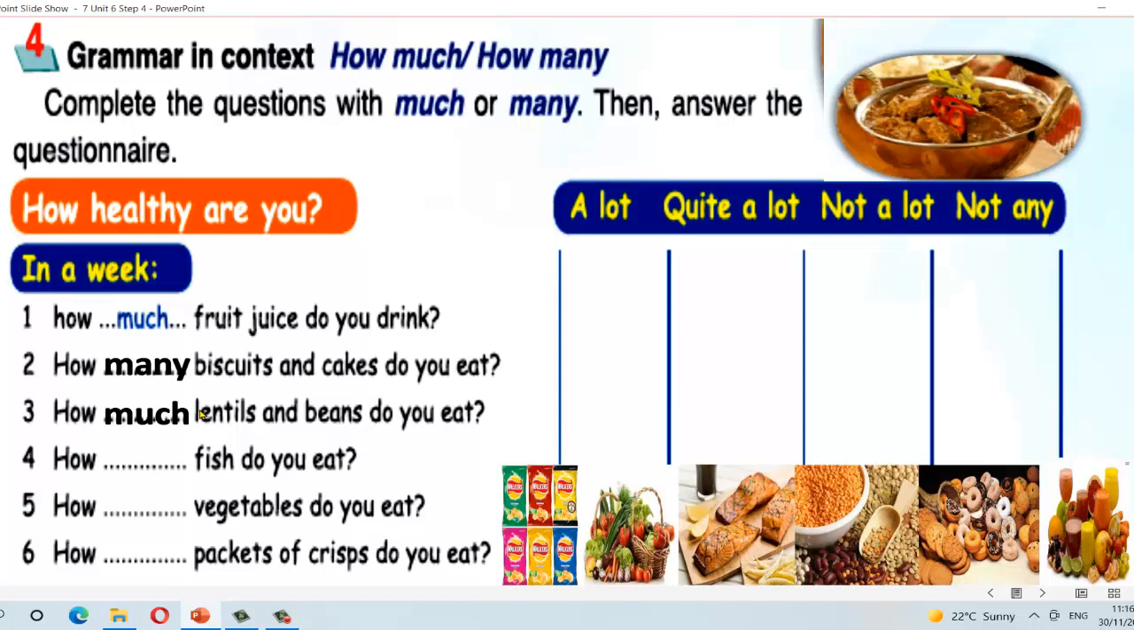Number 4. How many or how much fish do you eat? Excellent. How much fish do you eat? The word fish is an uncountable noun. How many vegetables do you eat? How many. Excellent. For the last one, how many packets or how much packets of crisps do you eat? How many packets. You can say a lot, quite a lot, not many, according to what you see about yourself.